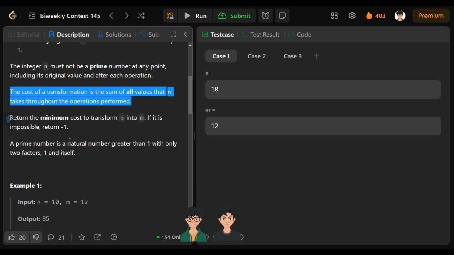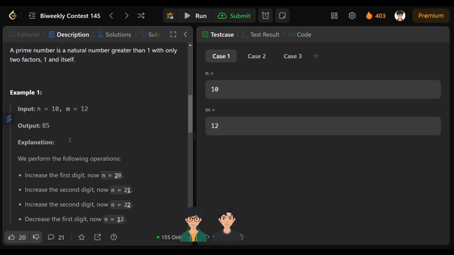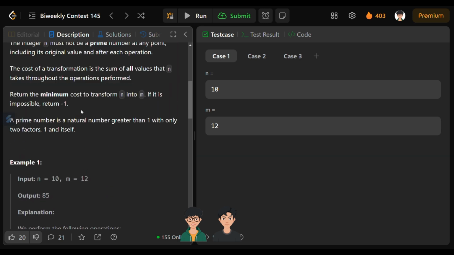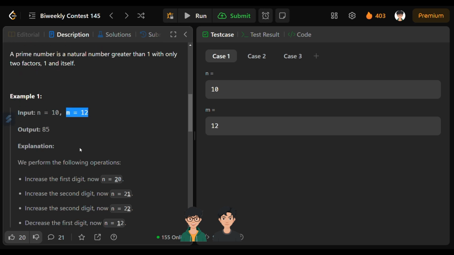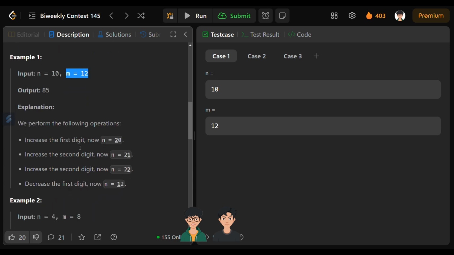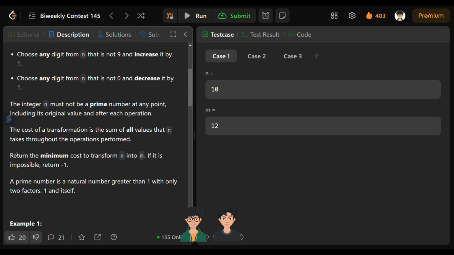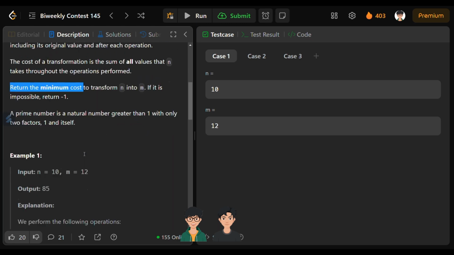Now you have to calculate the shortest path. For example, n is like a source node and m is like a destination node. We know the source and destination, so we can simply apply Dijkstra. Why Dijkstra? Because first of all we have to find the minimum path. So the big question here is what will be the edge weight, or how the edges are formed.